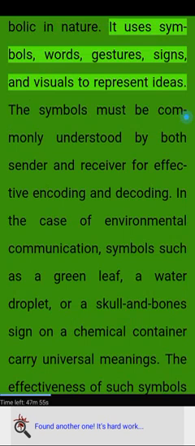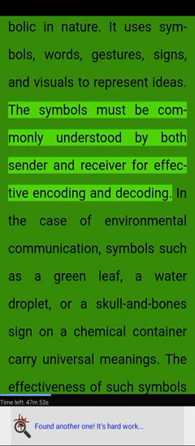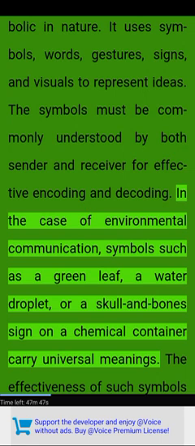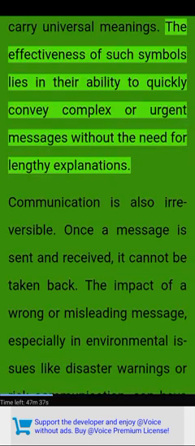It uses symbols, words, gestures, signs, and visuals to represent ideas. The symbols must be commonly understood by both sender and receiver for effective encoding and decoding. In the case of environmental communication, symbols such as a green leaf, a water droplet, or a skull and bone sign on a chemical container carry universal meanings. The effectiveness of such symbols lies in their ability to quickly convey complex or urgent messages without the need for lengthy explanations.